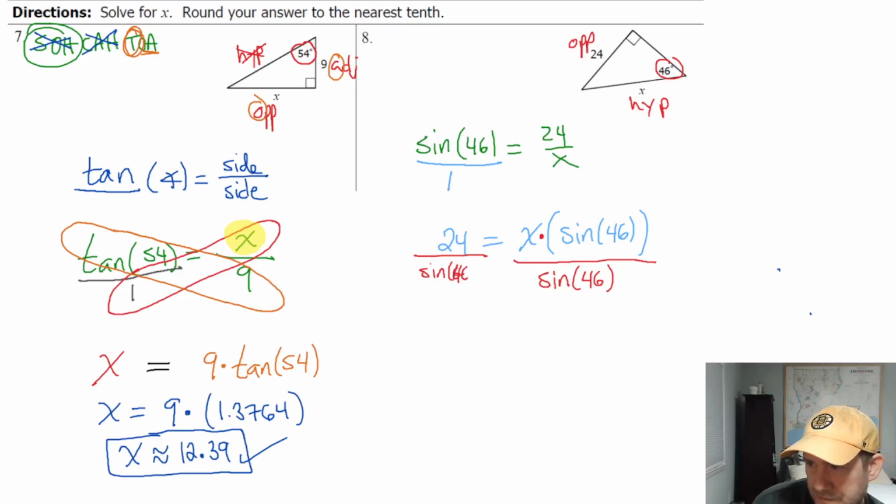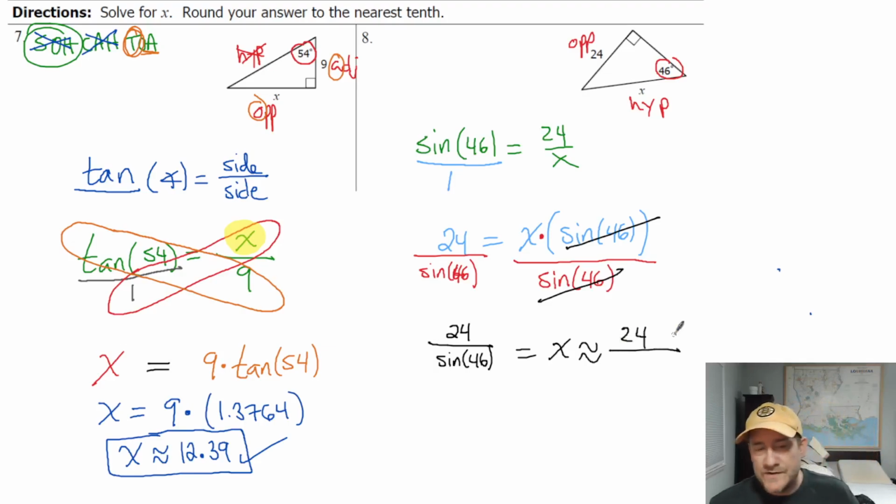And what happens is the same thing that always happens when you divide a number by itself. They cancel each other out. And so that means that this right-hand side now is just plain old x. And our numerator over here is 24. We're dividing by the sine of 46. And so we can figure out what this is by doing 24 divided by whatever the sine of 46 is.